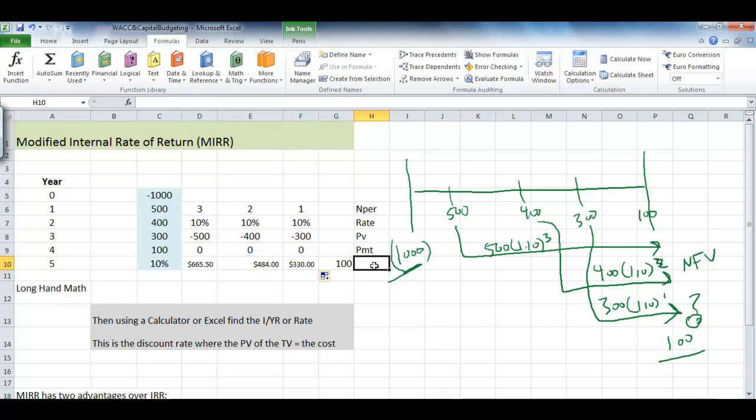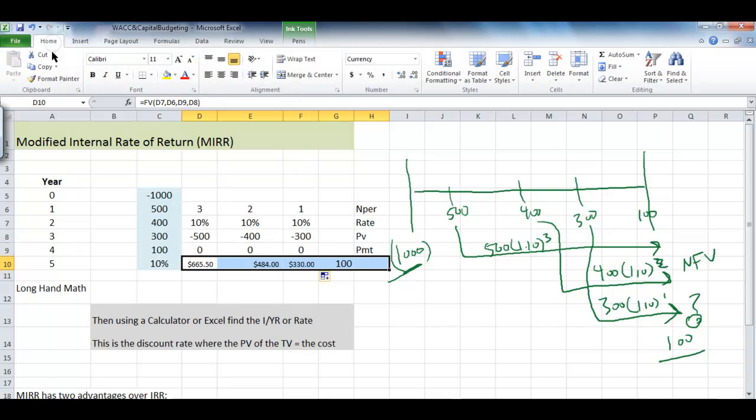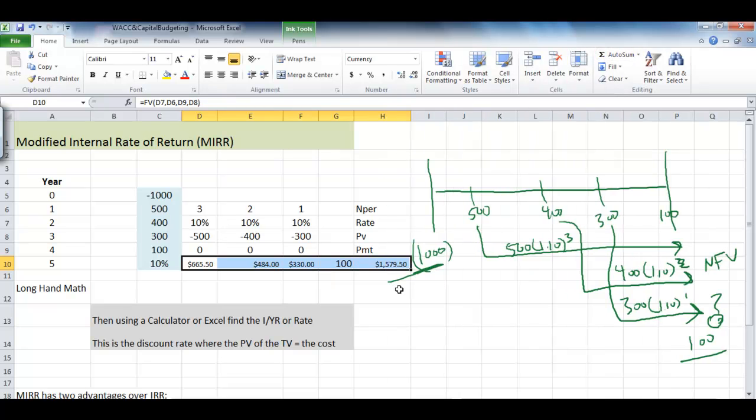And if I click here, I can just say I want the summation of all of these, because I'm summing them up. So let's go back to home. Oh, there's an auto sum. Let me move larger here. So I found that the terminal value, if you will, is $1579.50, or the future value of these cash flows. Now if I compare it to my initial one here, I'll get the modified internal rate of return.